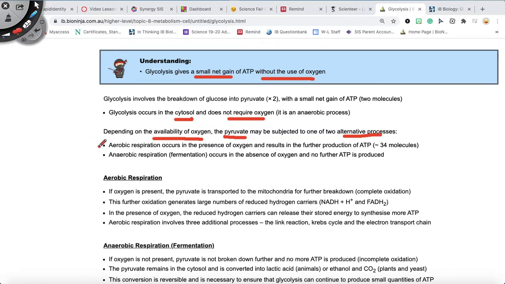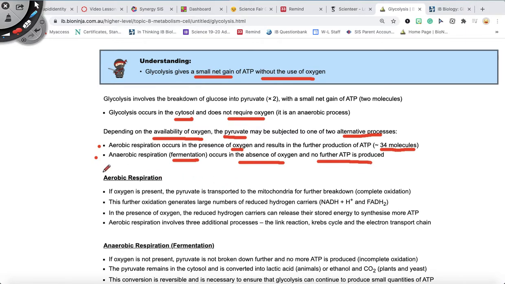If aerobic respiration occurs, that means that there is oxygen and you can continue with cellular respiration eventually into the Krebs cycle and the electron transfer chain to produce more ATP molecules, a total of 34 more, plus the 2 in glycolysis giving you your 36 ATPs. But if no oxygen is present, then anaerobic respiration happens, which we can also refer to as fermentation. And this occurs in the absence of oxygen and no further ATP is produced.